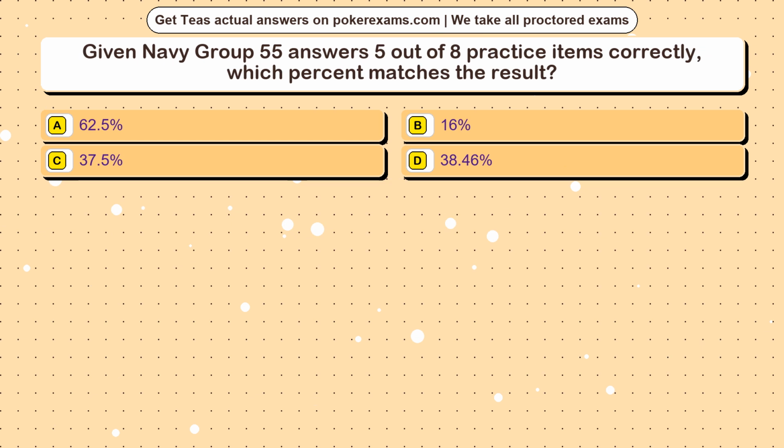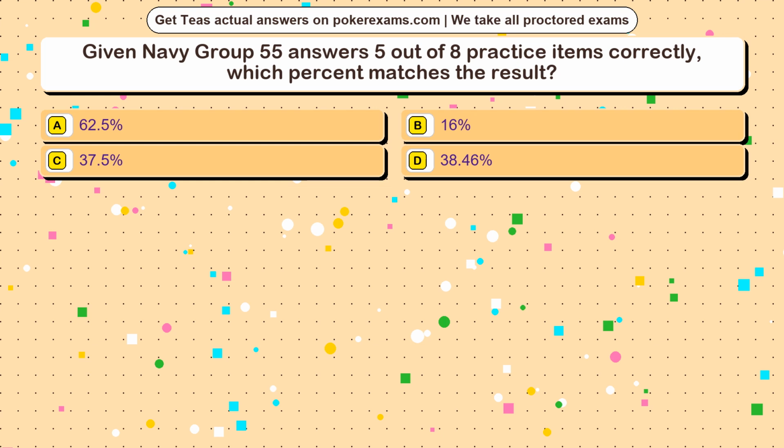Question 7. Given Navy Group 55 answers 5 out of 8 practice items correctly, which percent matches the result? Option A, 62.5%. Option B, 16%. Option C, 37.5%. Option D, 38.46%.